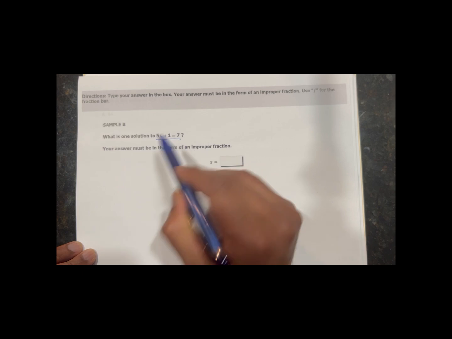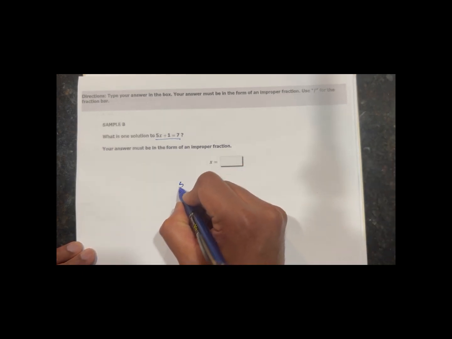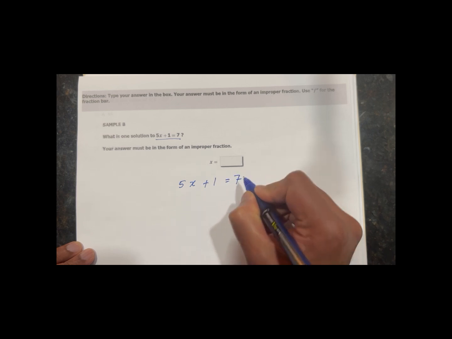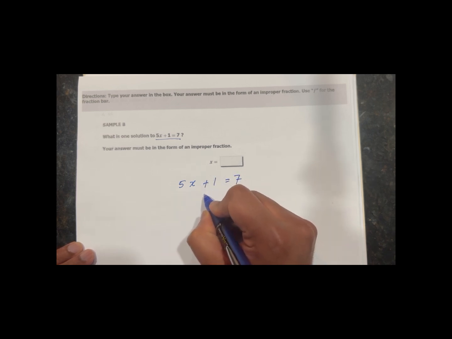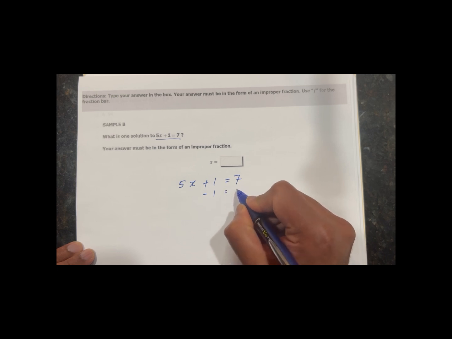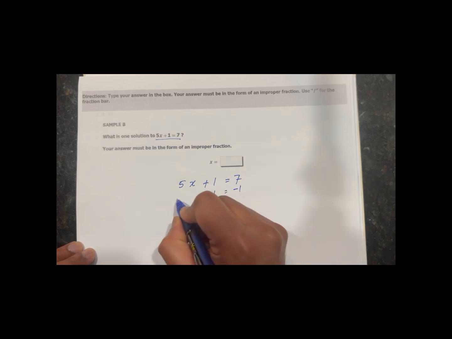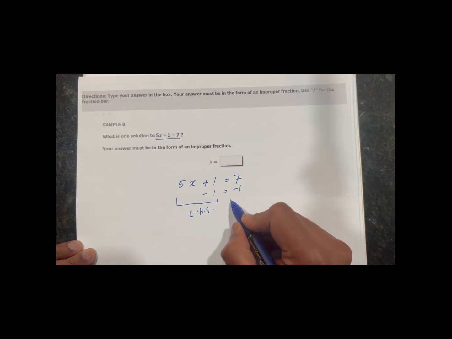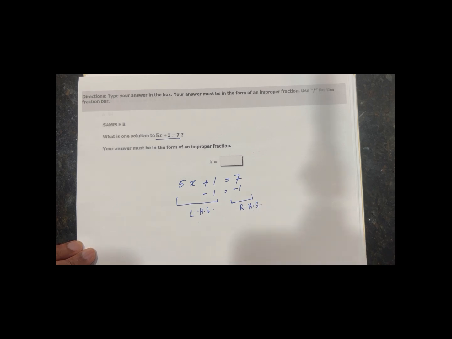Here is another one. What is the one solution for 5x plus 1 is equal to 7? Remember how we do these problems. 5x plus 1 is equal to 7. You want to get rid of the 1, minus 1. Therefore, you also have to do that on this side. This is called your left hand side. I'm going to write that as LHS. And this is going to be your right hand side. That is going to be RHS.